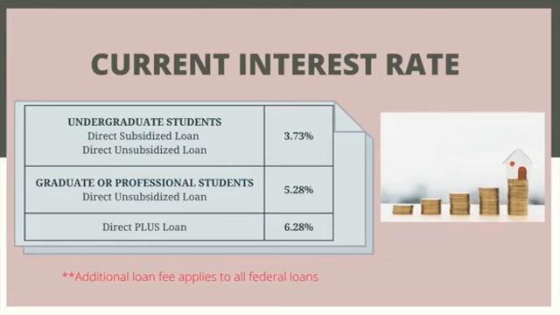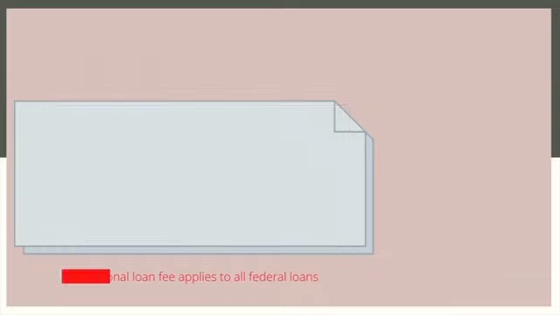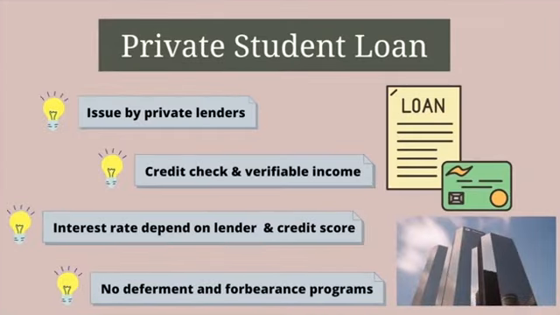Interest rates are fixed for these three types of loans. Undergrad students get lower interest rate for direct subsidized loan and unsubsidized loan. For direct plus loans, the interest rate is the same for all groups, reminding that additional loan fee applies to all federal loans. Another type of student debt is private student loan.